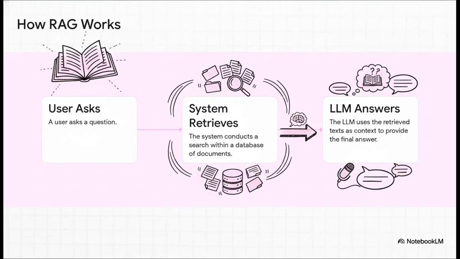The whole process is kind of like an open book exam. A user asks a question, but the system doesn't guess. First, it goes and searches your private knowledge base to find the exact relevant information. Then, and this is the crucial part, it uses the LLM's powerful language skills to put together an answer based only on the documents it just found. Just like that, no more hallucinations.